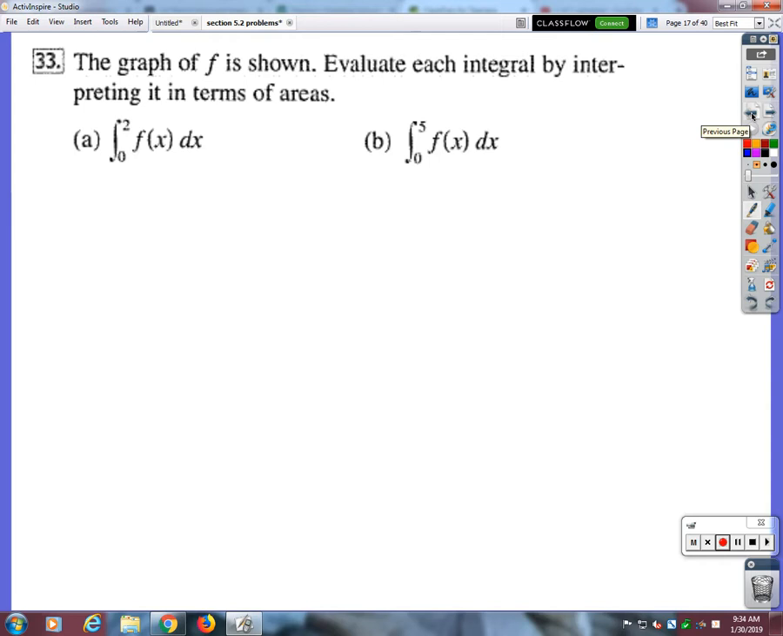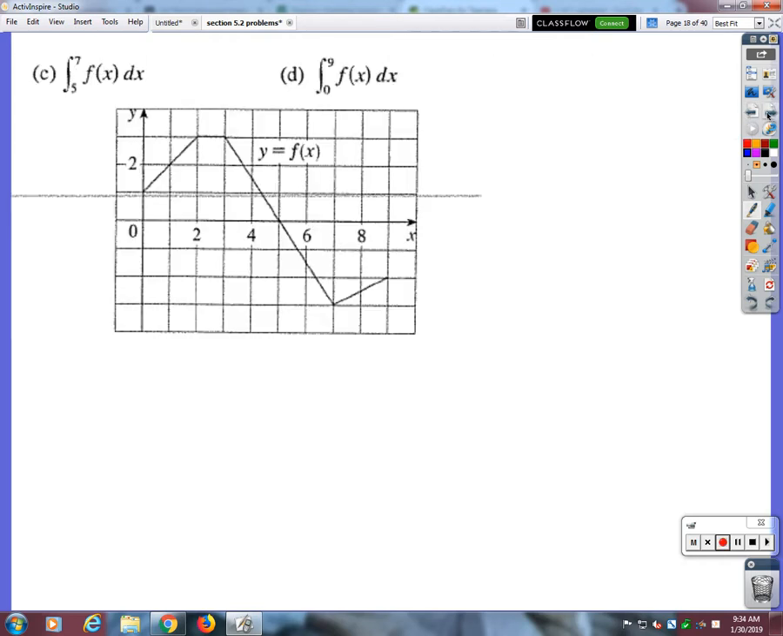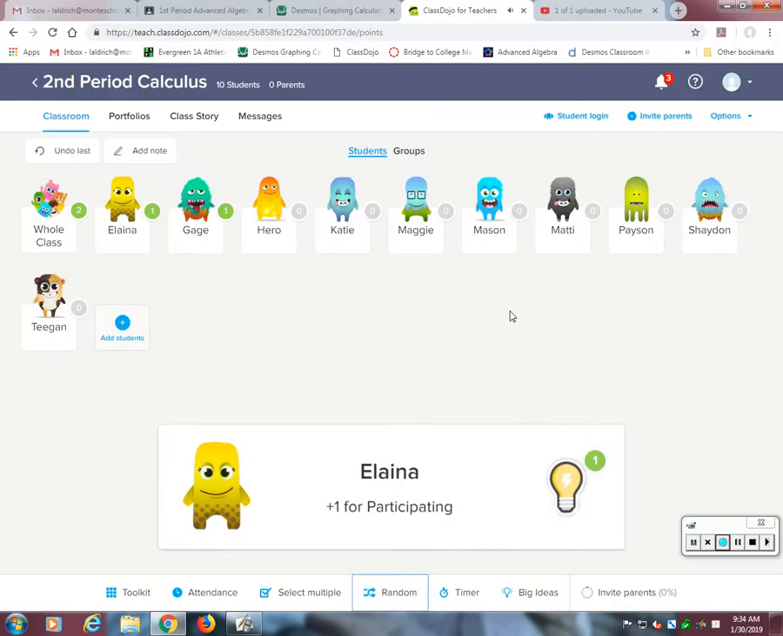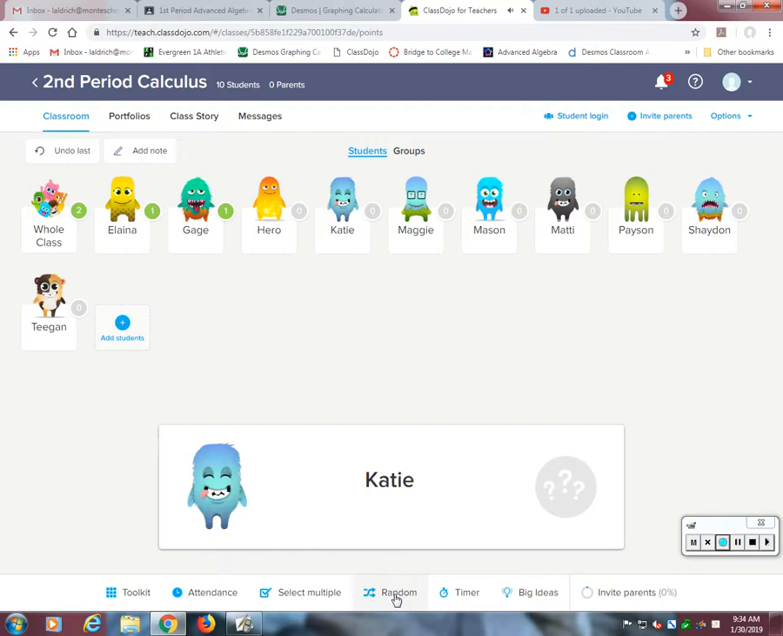33A says from 0 to 2. So like Mason said, the graph is on the next page. So that means I'm going to find the area of this shape right there. Okay? Which you can do as a trapezoid, or you can pretty much just count the squares. 1, 2, 3, 3.5, 4. Okay? Pretty much going back to geometry.